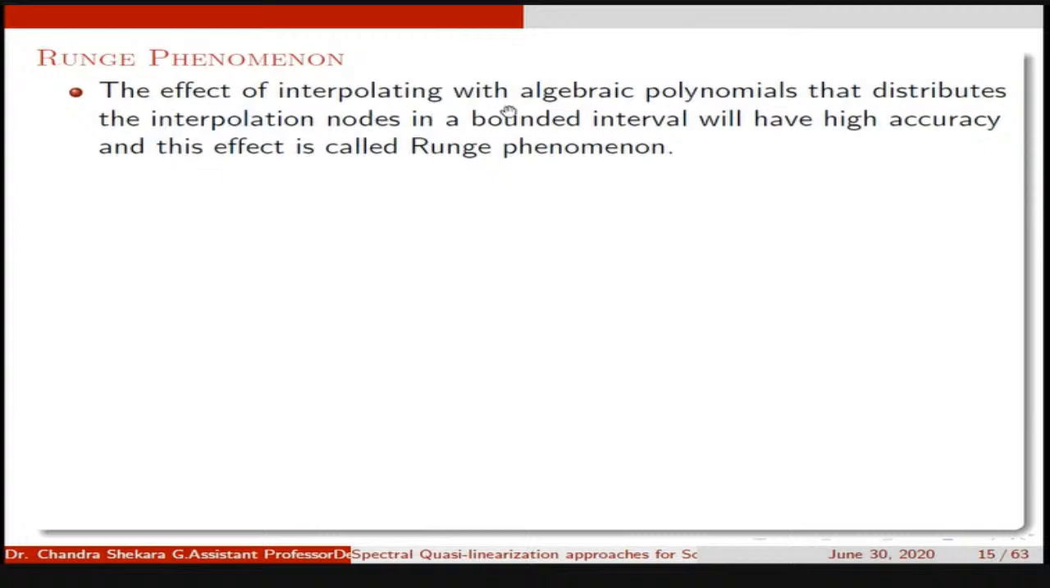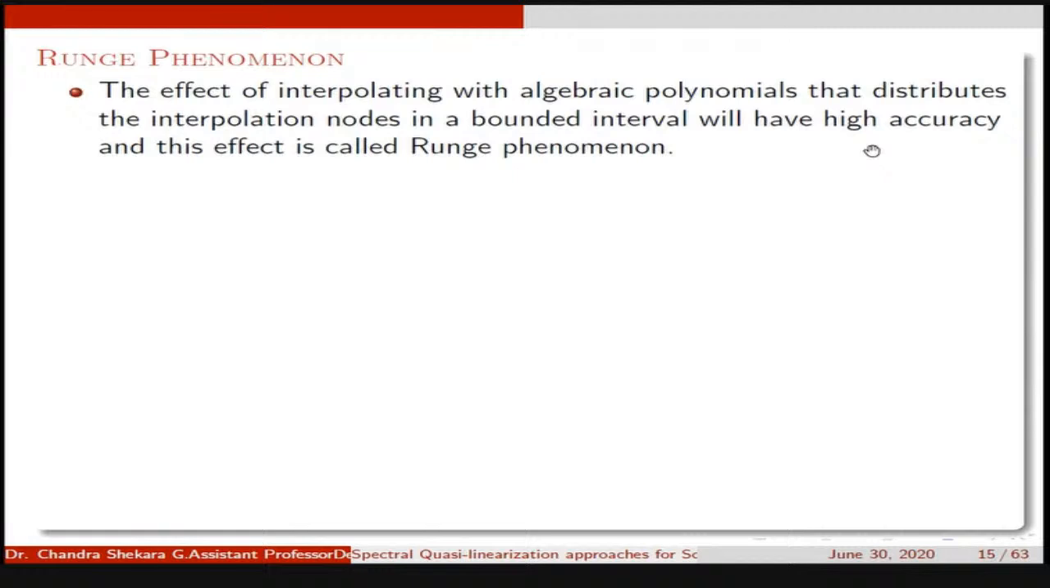Means the effect of interpolating with algebraic polynomials that distribute the interpolation nodes in the bounded interval will have high accuracy, and this effect is called the Runge phenomenon. So if we interpolate with algebraic polynomials, then the number of nodes placed near the walls is more in the bounded interval. The number of nodes clustered near the walls of the bounded interval will lead to the accuracy of the solution, so it will increase the accuracy of the solution.